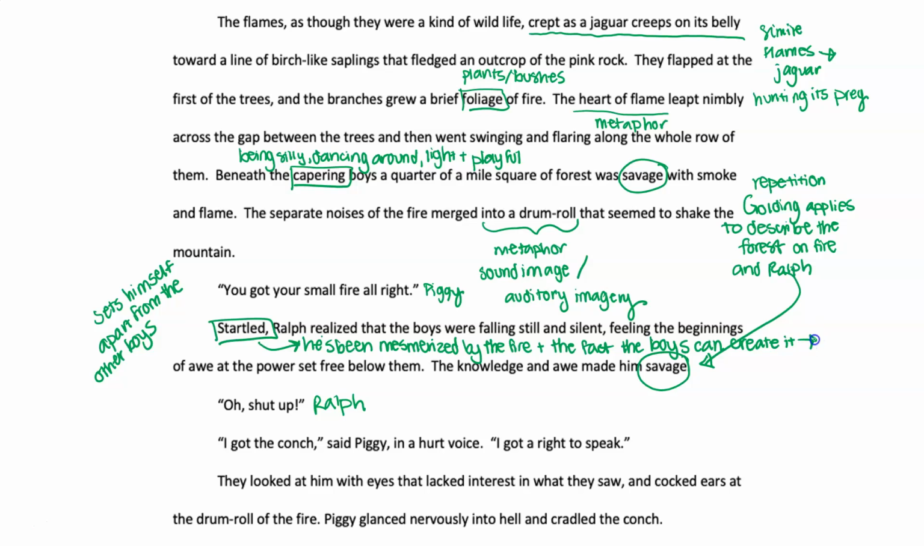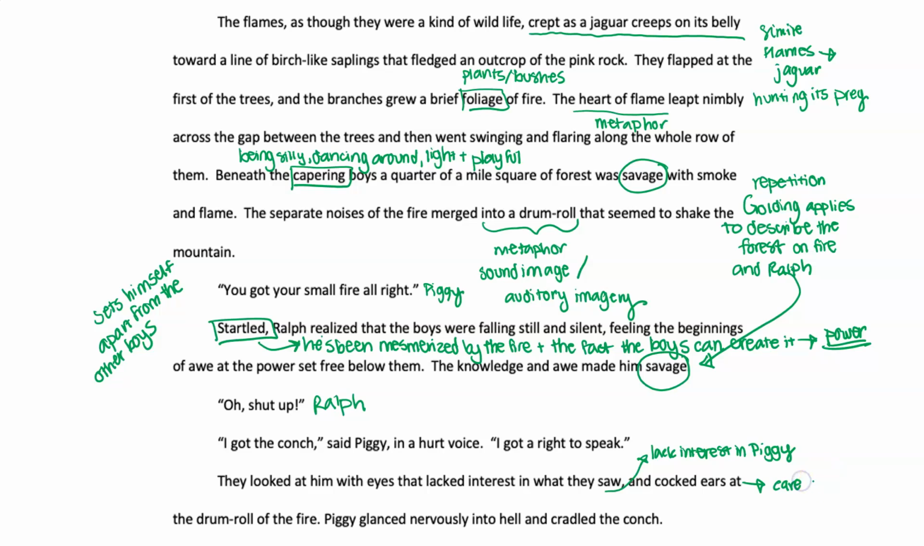So they have power in a way they didn't have before. I'm going to go down to "they looked at him." They looked at him with eyes that lacked interest in what they saw. So they lack interest in Piggy. They still care about the fire, and cocked ears at the drum roll of the fire.